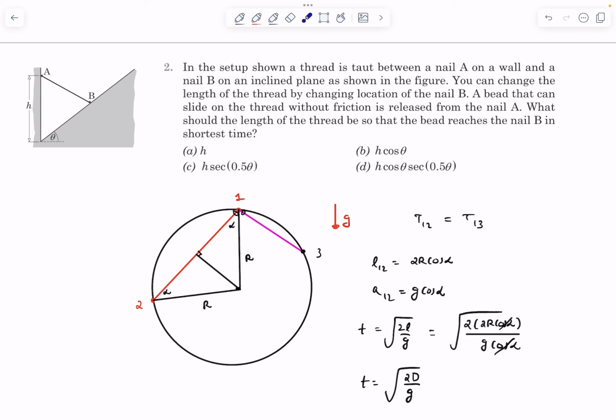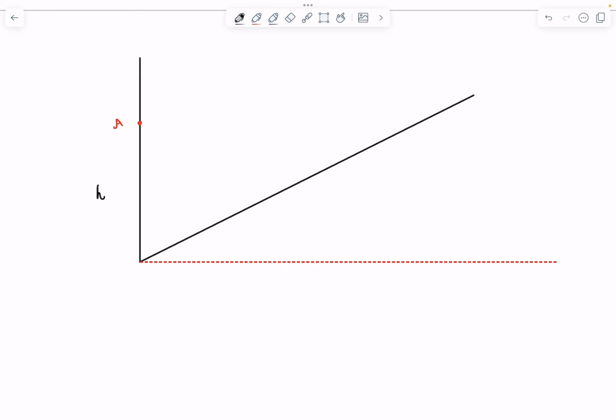Okay, so before we begin, let's see what are the fixed quantities. So the height of A from the ground is h, and it is fixed. So this height over here, which is h, is a fixed quantity, and the point B we can take anywhere on the incline. So let's say it's somewhere over here, and this angle over here is theta.